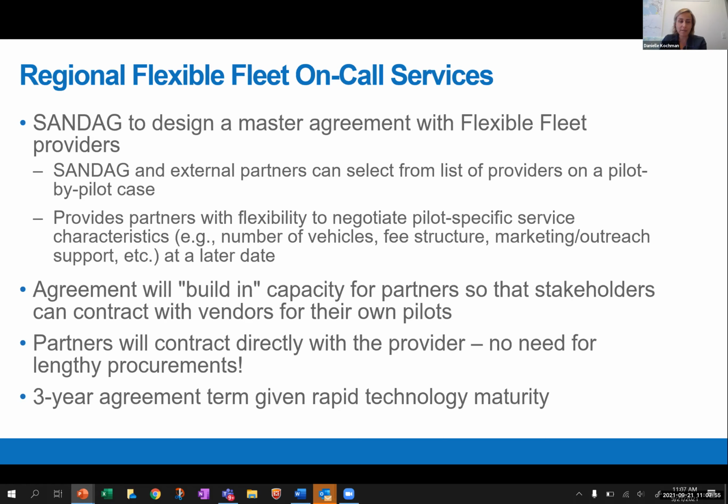And I already talked about there being a 3-year agreement. We will assess at the end of the 3 years if we want to exercise any option years, or if technology has changed so much that there might be new providers in the market and we want to go back out.